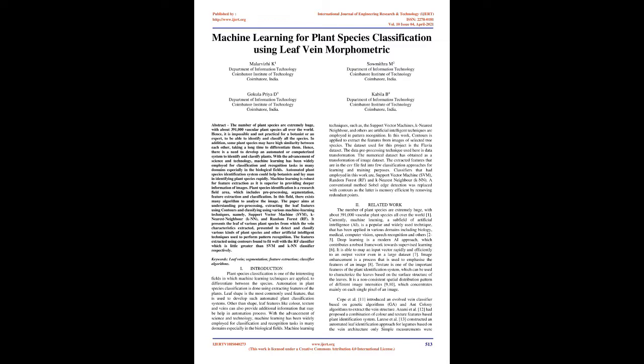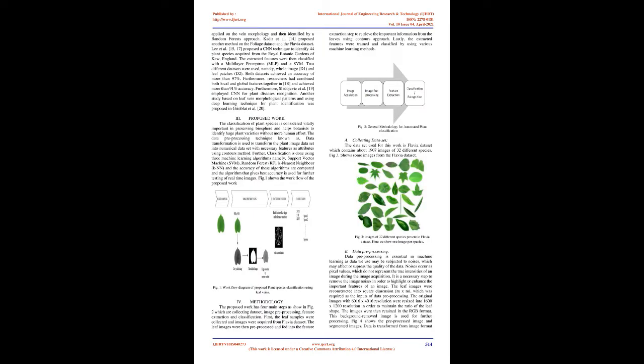The dataset used for this project is the Flavia dataset. The data pre-processing technique used here is data transformation. The numerical dataset has been obtained as a transformation of the image dataset. The extracted features, which are in the CSV file, are fed into a few classification approaches for learning and training purposes. Classifiers employed in this work are support vector machine, SVM, random forest, RF, and Nearest-Neighbour, KNN. A conventional method, Sobel edge detection, was replaced with contours, as the latter is memory efficient by removing redundant points.